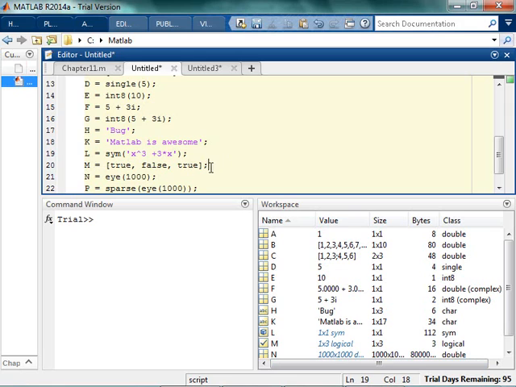All right. Now this is a logical. True, false, true. It's taking up 3 bytes because it's a 1x3 logical. I'm not really sure why the logical takes up so much. If I just say true by itself, a 1x1, it takes up 1 byte. Seems like it shouldn't quite take up that much space, but it does.